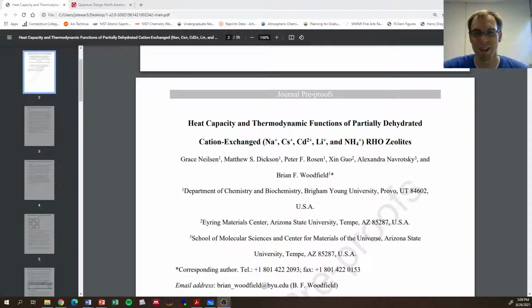So this is something published this year in 2021, looking at heat capacity and thermodynamic functions of these zeolites, right? So this is a material that you can make with some cation exchange, right? So different things trapped into it. So zeolites are materials that have atomic or molecular sized holes in them that can fit in these cations.